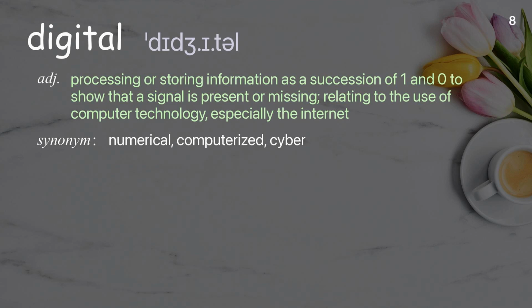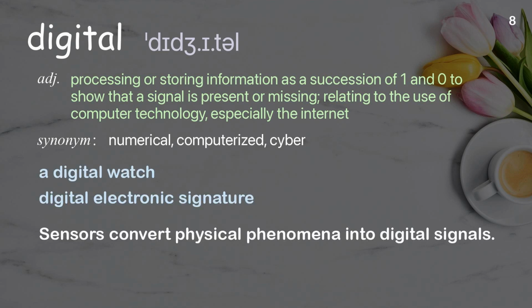Digital. Processing or storing information as a succession of 1s and 0s to show that a signal is present or missing, relating to the use of computer technology, especially the internet. Examples: A digital watch. Digital electronic signature. Sensors convert physical phenomena into digital signals.